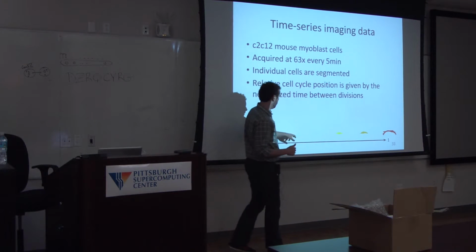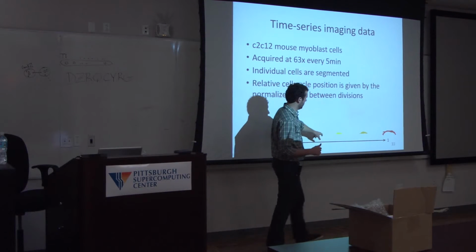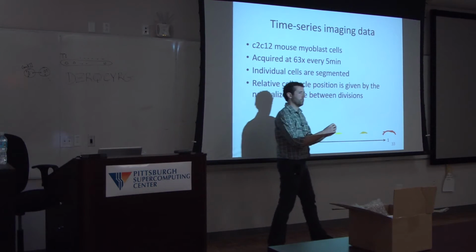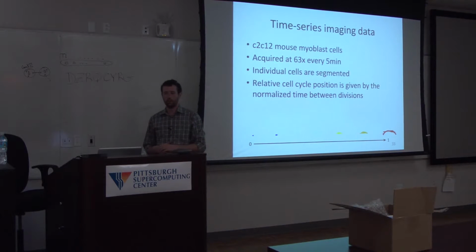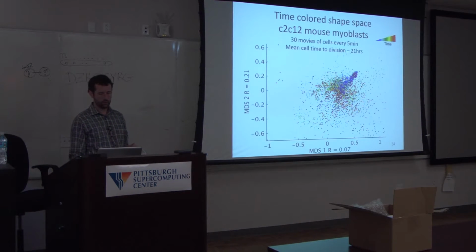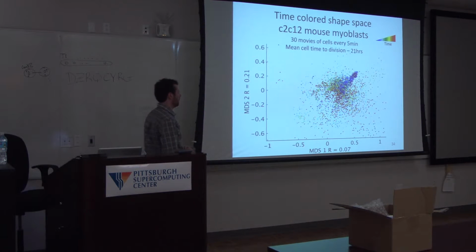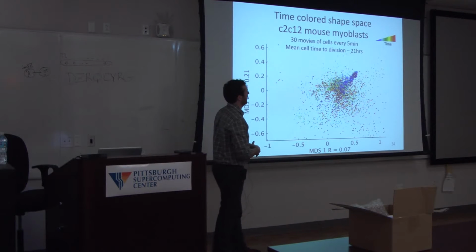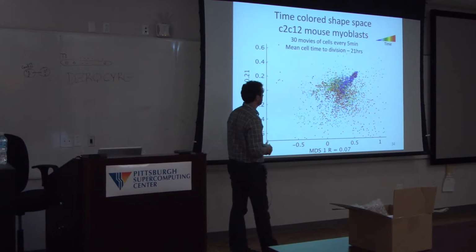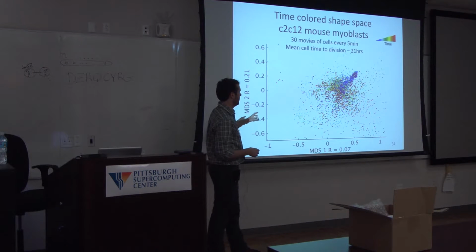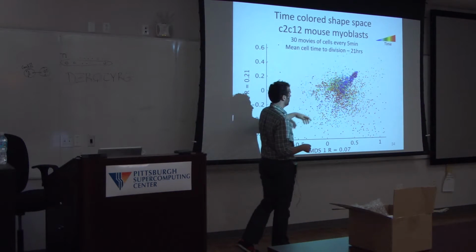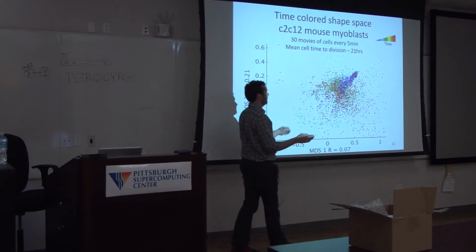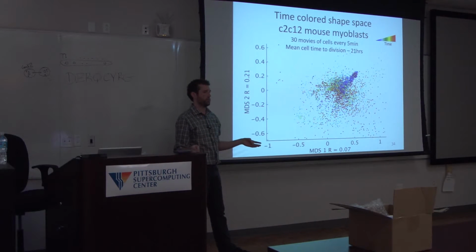And as it grows, it starts to get bigger and more elongated and ends up as this sort of longer, larger cell. And so we had a whole bunch of those movies. And each dot here is a cell frame from one of the movies. And there's about 4,500 frames or so in this particular shape space. And they're colored based on their relative position in a cell division cycle. So we followed the cells from their first division to when they divided again.